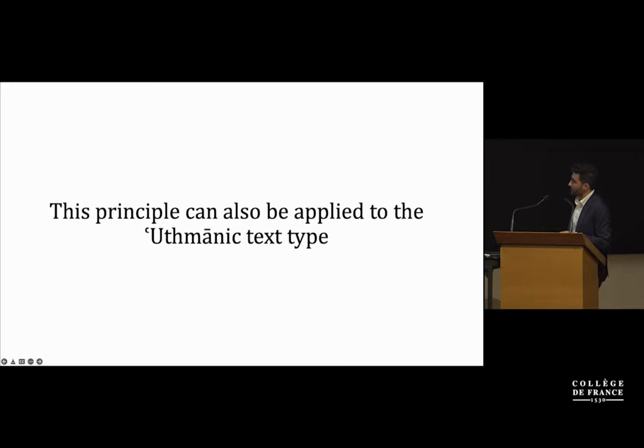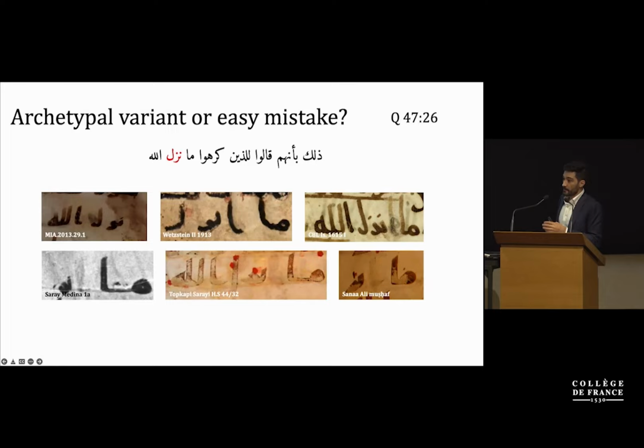Now, as far as I'm aware, the only systematic exploration of the role of Quranic self-similarity within the context of textual criticism was Behnam's study of the undertext of the Sana'a Palimpsest. And so here I just have a couple examples of how he applied it in essentially creating a stemma or describing the relationship between the Uthmanic text type and what he calls the C1 text type.